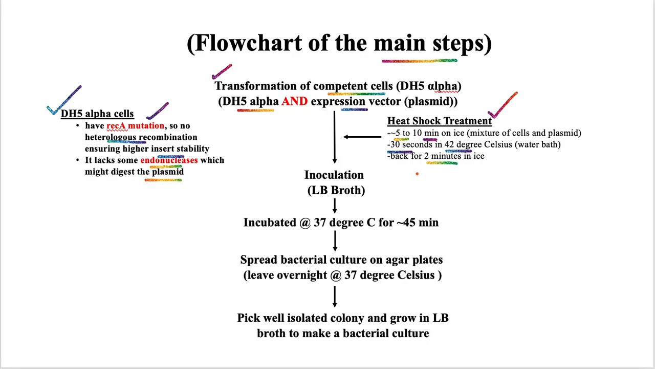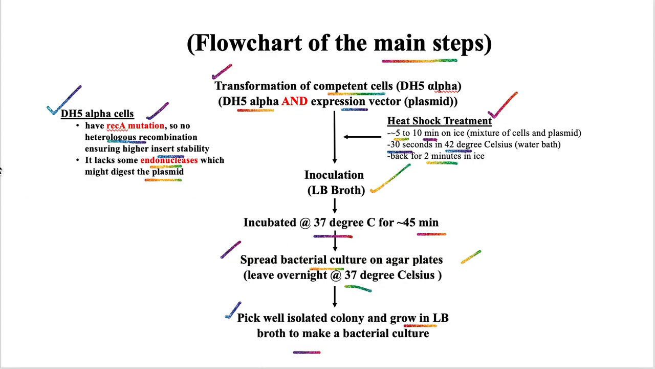And then we inoculate that mixture with a liquid broth and let that incubate at 37 degrees Celsius for 45 minutes to grow these cells. The next step is to spread that bacterial culture on agar plates and leave that overnight at 37 degrees Celsius. That is followed by the picking of a well-isolated colony and its growth in LB broth to make a bacterial culture.